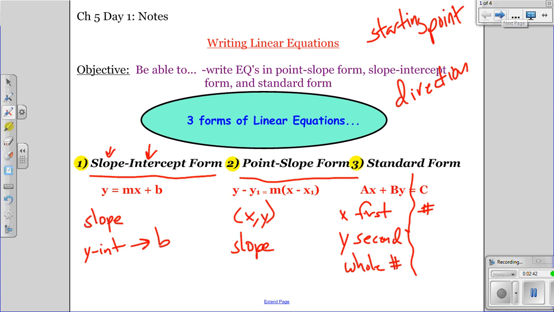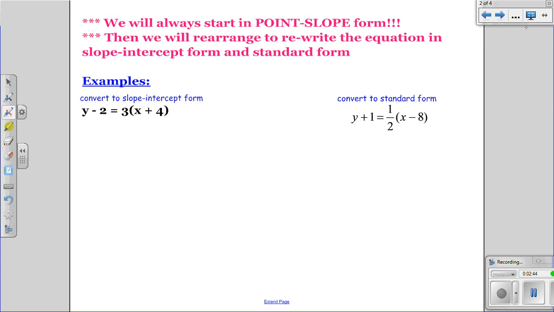All right, so let's take a look at some examples. What we want to do here is see if we can go from one form to the other. We're not changing the line, we're not changing information, we're just changing form. It's like my friends call me Bill, but my parents call me Will, but you're the same person. So let's take a look here.